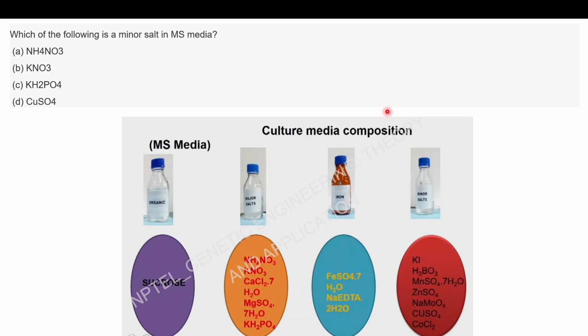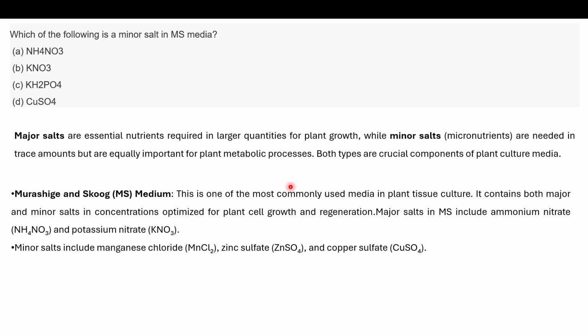There's a source for iron, salts are added, and then there are minor salts. So major salts are really essential, required in larger quantities for plant growth, while minor salts, or you might have read about micronutrients, are needed in trace amounts but are actually equally important for plant metabolic processes. And both types of salts are crucial components of plant culture media.